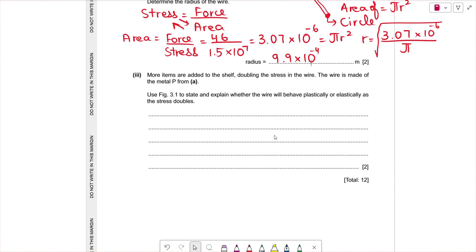More items are added to the shelf, doubling the stress in the wire. The wire is made of the metal P from part A. Using figure 3.1, state and explain whether the wire will behave plastically or elastically as the stress doubles. So elastically means it obeys Hooke's law, and plastically means it does not obey Hooke's law.